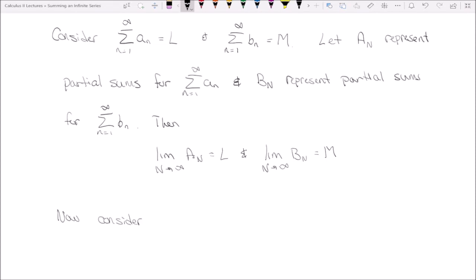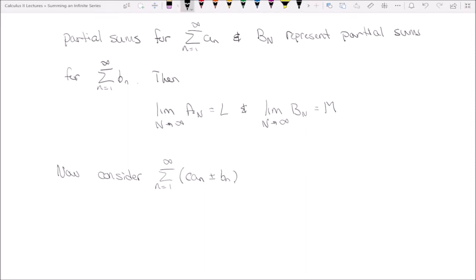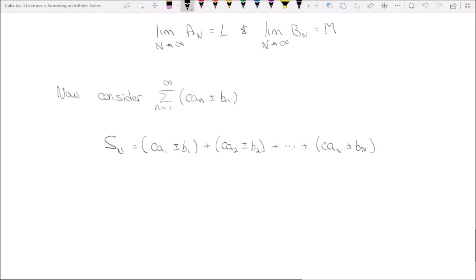Well, now let's consider the series sum of c a sub n plus or minus b sub n. If we look at this nth partial sum, c a1 plus or minus b1, plus c a2 plus or minus b2, plus so on and so forth, plus c a sub n plus or minus b sub n. Well, we can split this into two. So we have c a1 plus c a2 plus so on and so forth plus c a n, then plus or minus b1 plus b2 plus so on and so forth plus b n.